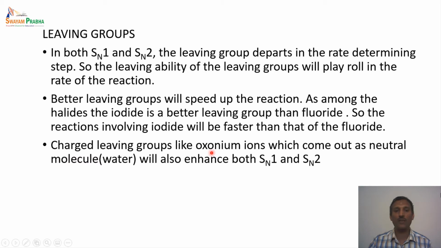And the charged leaving groups like oxonium ions, which come out as a neutral molecule, that is water, will also enhance both SN1 and SN2 reactions.